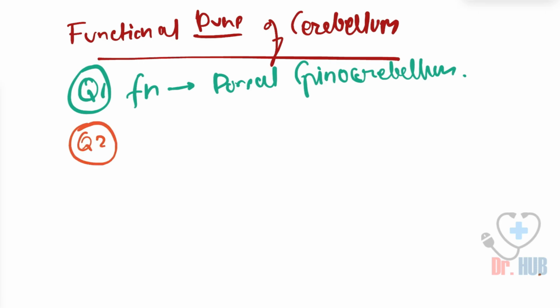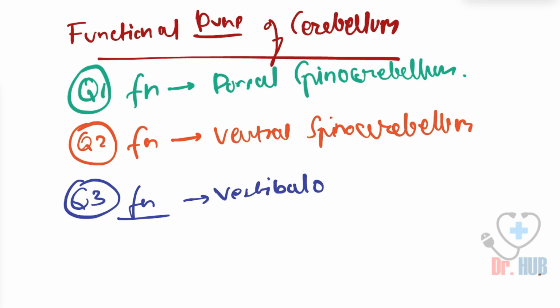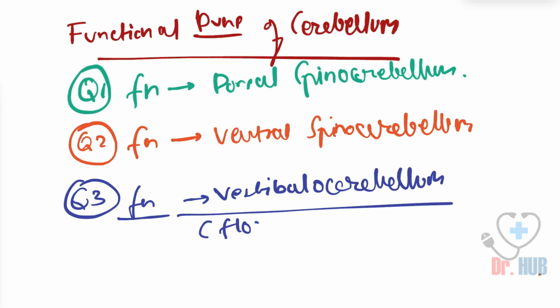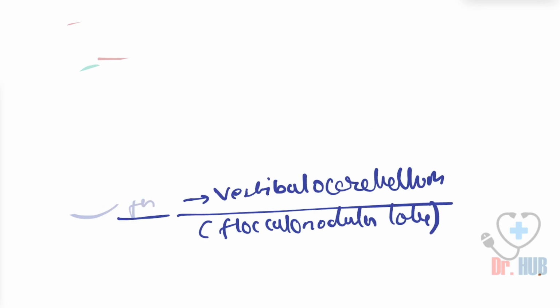The second question is, what is the function of the ventral spinocerebellum? And the third question we want to ask is, what is the function of the vestibulocerebellum? That is the flocculonodular lobe. So we'll find out the answers to all these questions in this video, and at the end of the video there are some bonus questions as well.